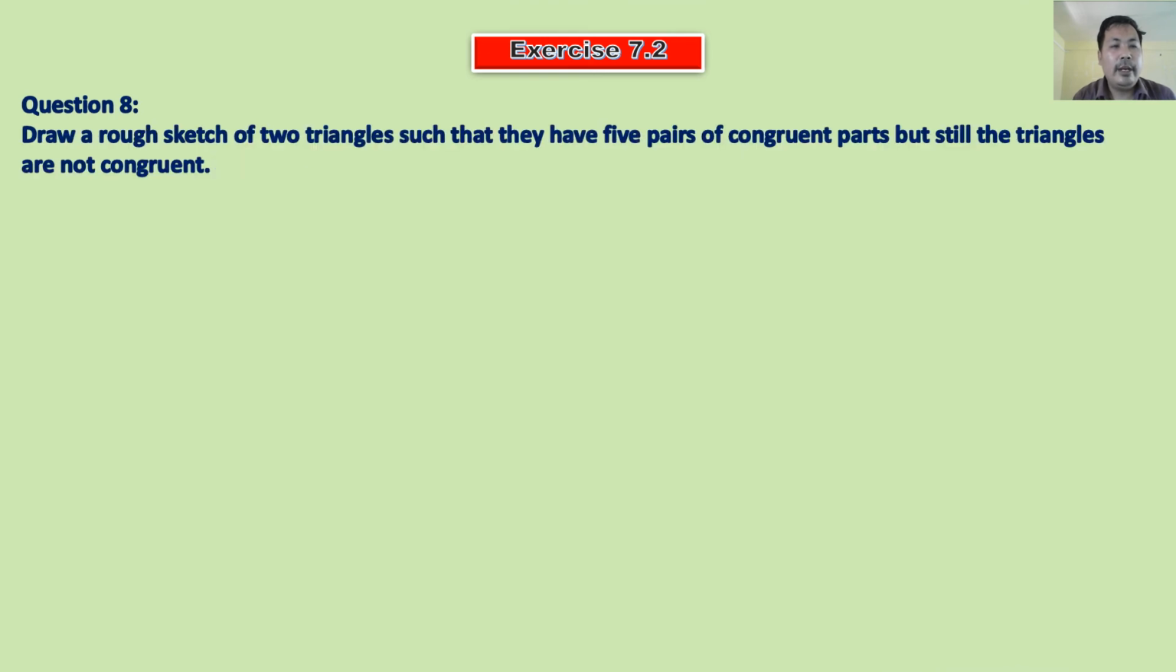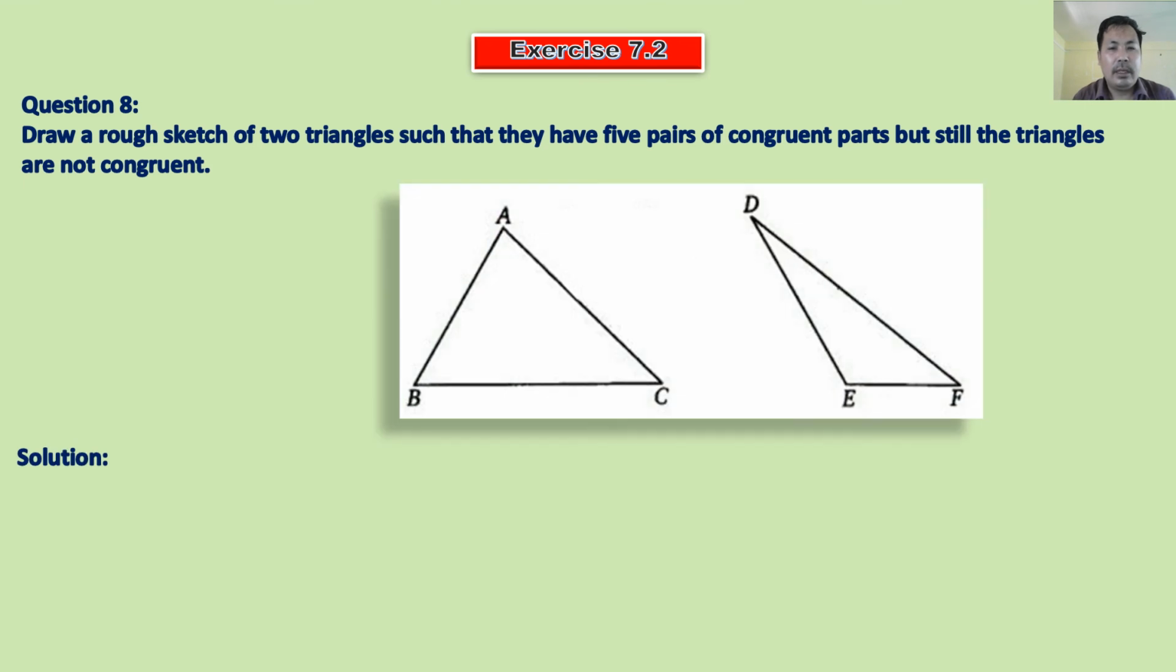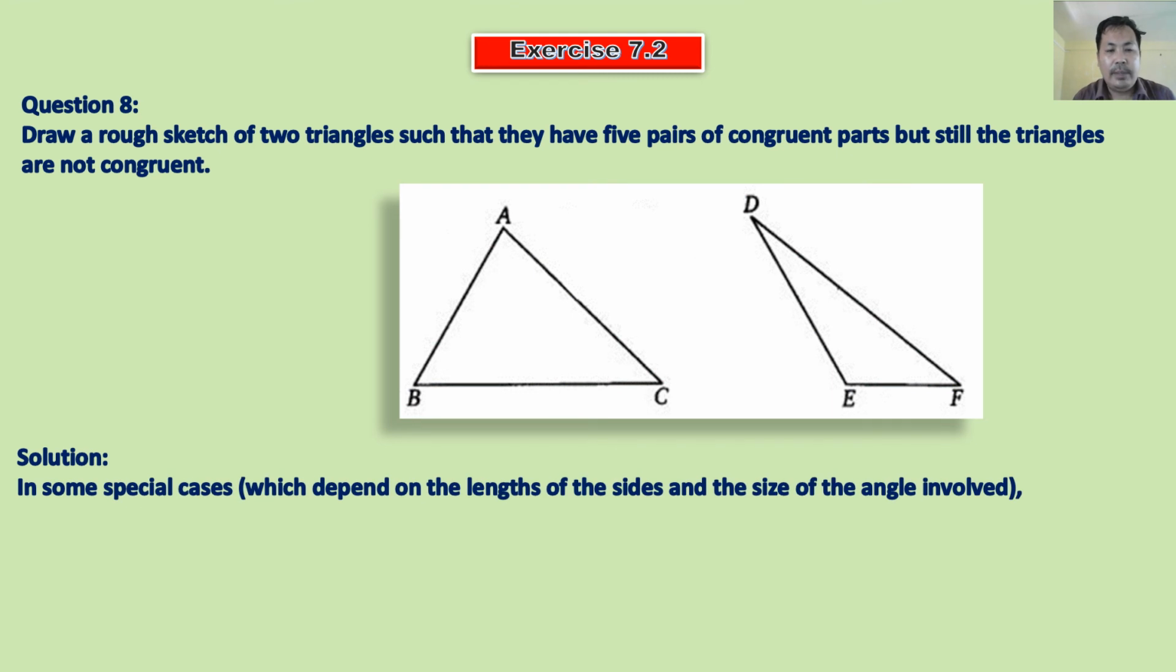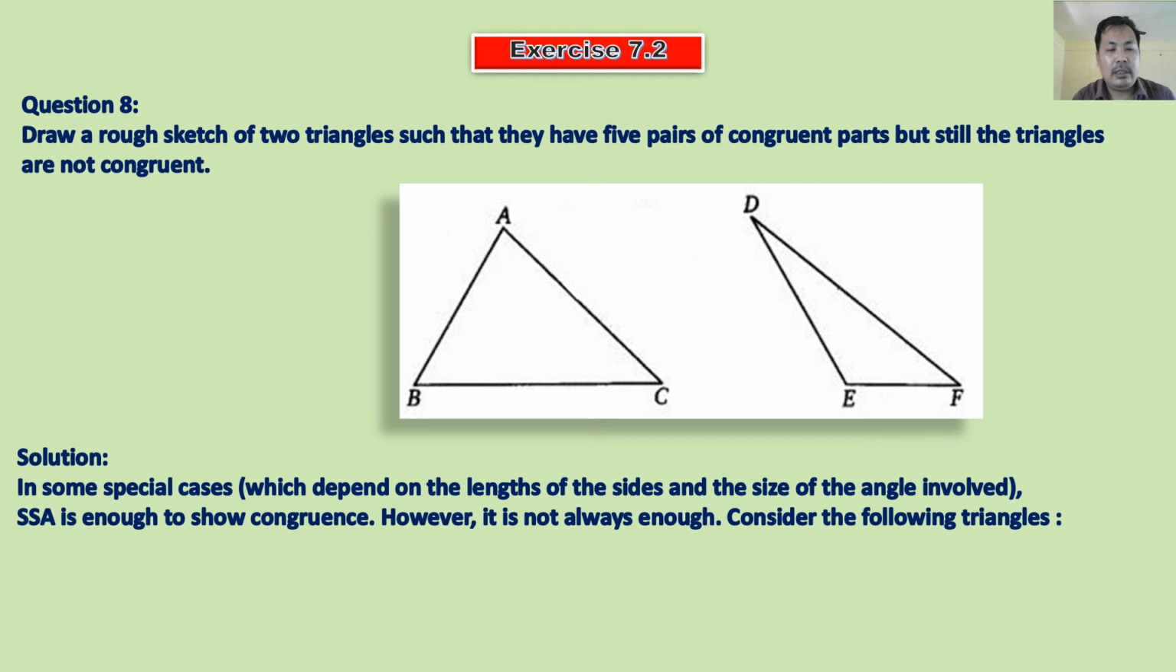Question number 8 says: draw a rough sketch of two triangles such that they have 5 pairs of congruent parts, but still the triangles are not congruent. So let us see. Yes, you can see here the two given diagrams are rough sketches of two triangles having 5 pairs of congruent parts. In some special cases, which depend on the length of the side and the size of the angle involved, SSA is not enough to show a congruency criterion, or congruency theory. However, it is not always enough.